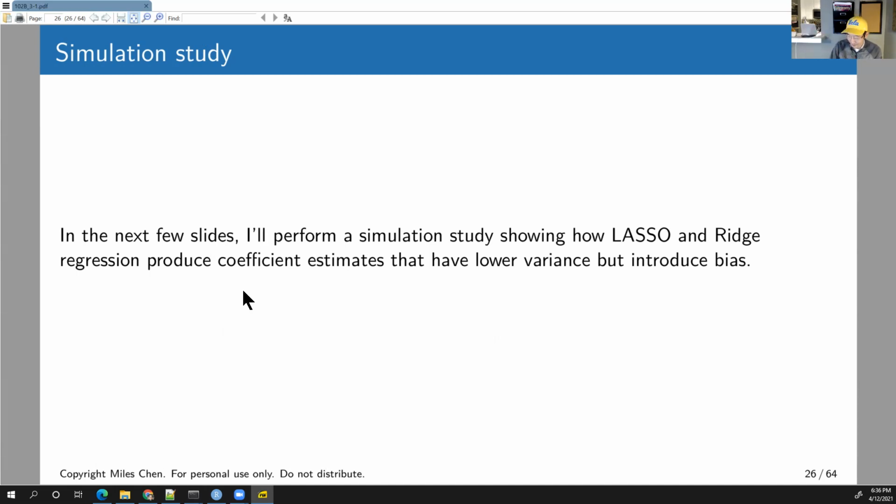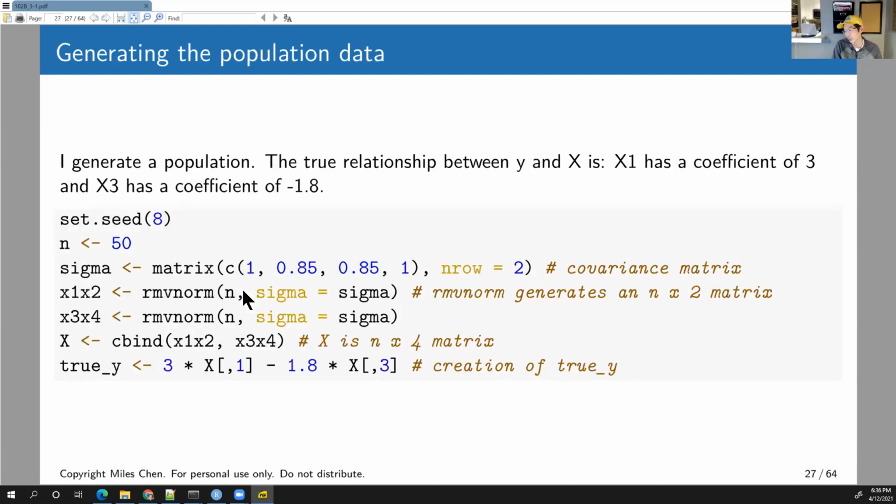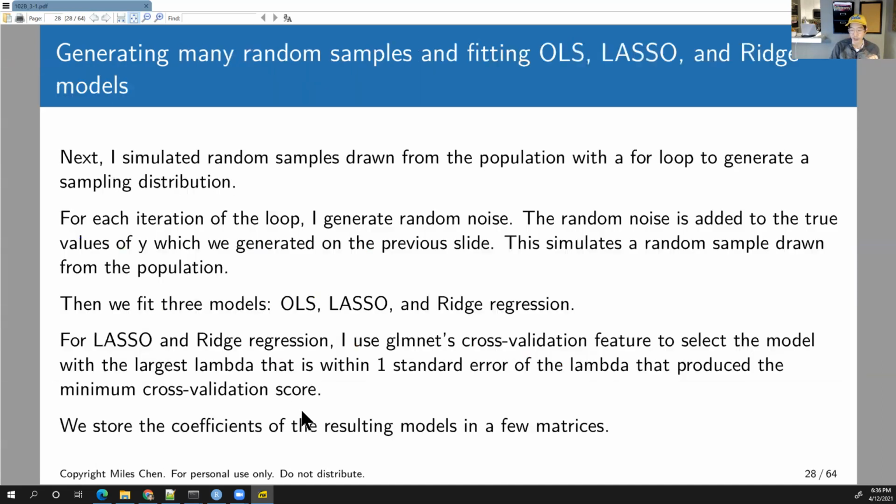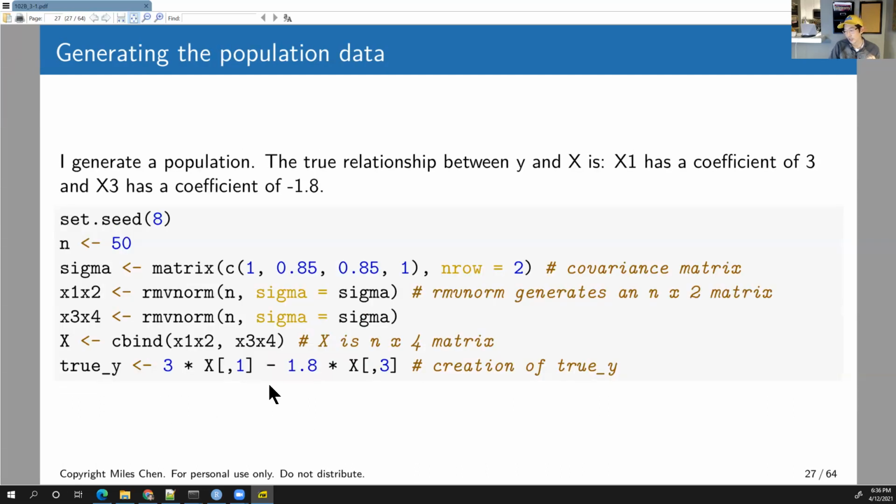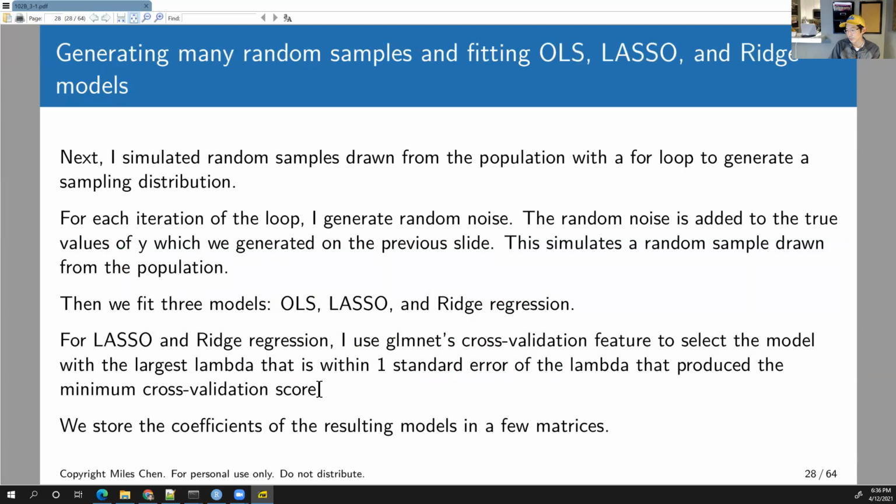So anyway, I have some simulated slides here that show what lasso and ridge regression will produce: coefficient estimates that lower the variance but introduce bias, right? The true relationship, once again, involves 4 variables, x1, x2, x3, and x4. The true relationship is just based on x1 and x3, and the true coefficients are 3 and negative 1.8. In all of these, I'm going to add a whole bunch of random noise, and we're going to fit OLS, lasso, and ridge regression.